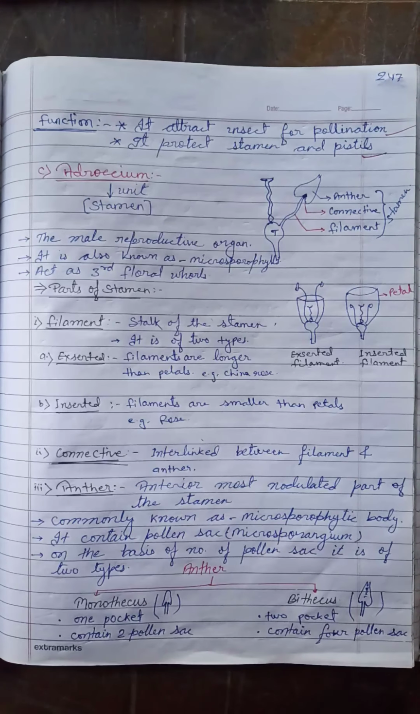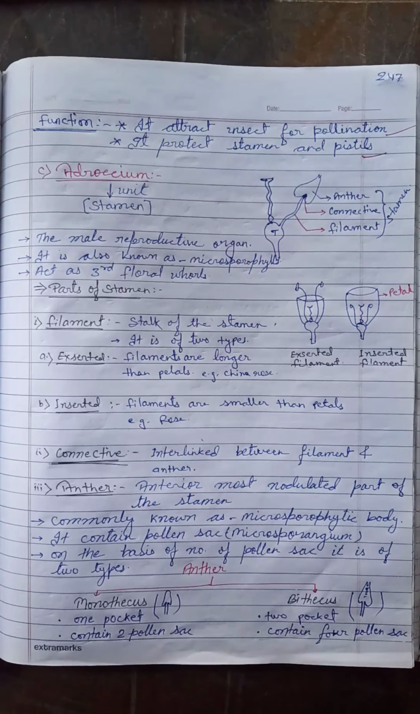In the last video, we have already discussed the first and second floral whorls of the flower, that is the calyx and corolla. In this video, we will discuss the androecium and gynoecium, which are the male and female reproductive parts respectively, and they are the most important parts of the flowering plant. Because androecium carries the male reproductive gamete, that is pollen grain, and gynoecium carries the female reproductive gametes, that is ovules. So we will discuss each and every point in detail.